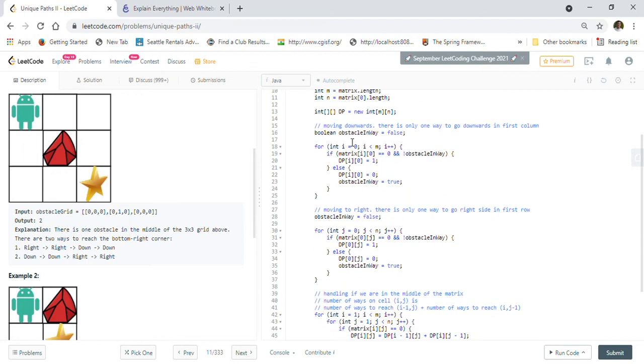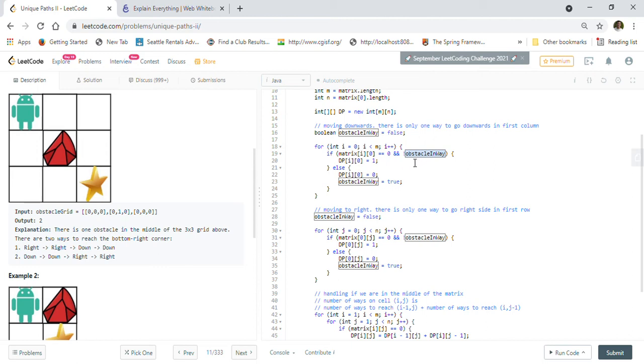And now what we will do is, first we will create a variable called obstacle in way. We want to populate the first row first, so we will always check if matrix of ij is equal to 0. Matrix of ij means we are checking the cells in the first row, and there should not be any obstacle in the way, because if an obstacle is in the way, then we cannot go there.